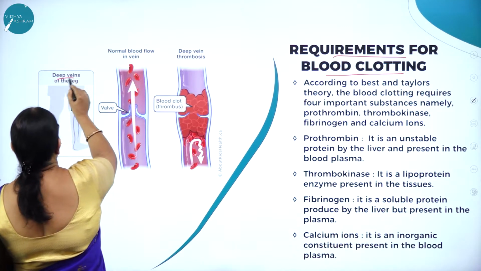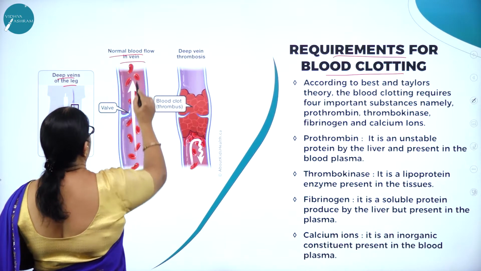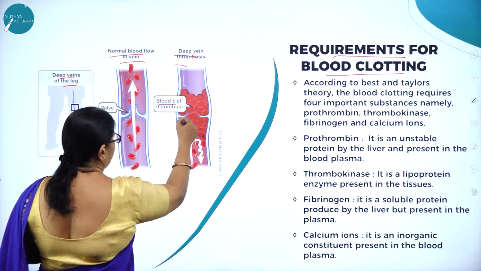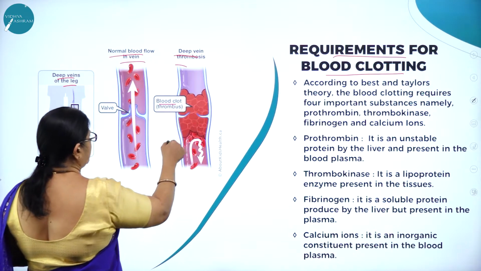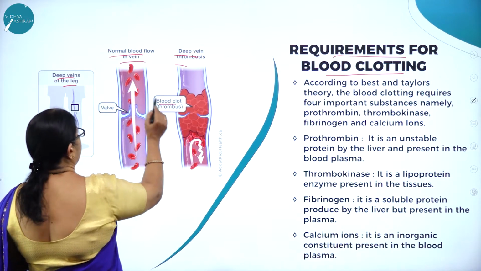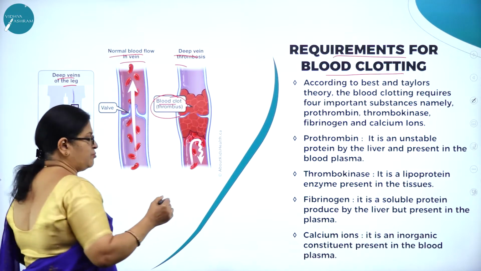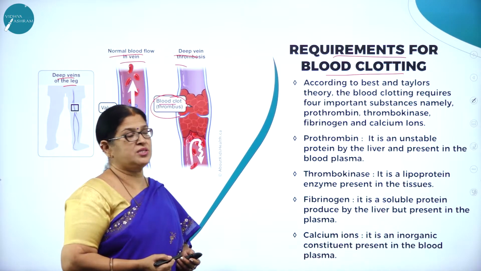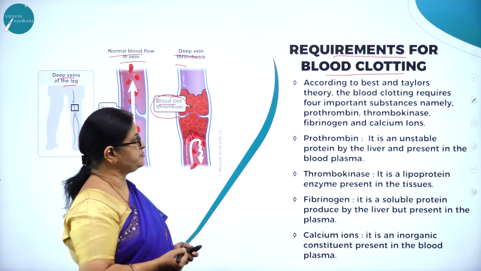Here you can see the deep vein of the leg, normal blood flow in vein. So deep vein thrombosis. Here you can see what will happen if blood clots. See here, you can see the clots. Here you can see the free flow of blood. So even inside the body also sometimes clotting will take place. Now what are the requirements for the blood clotting?